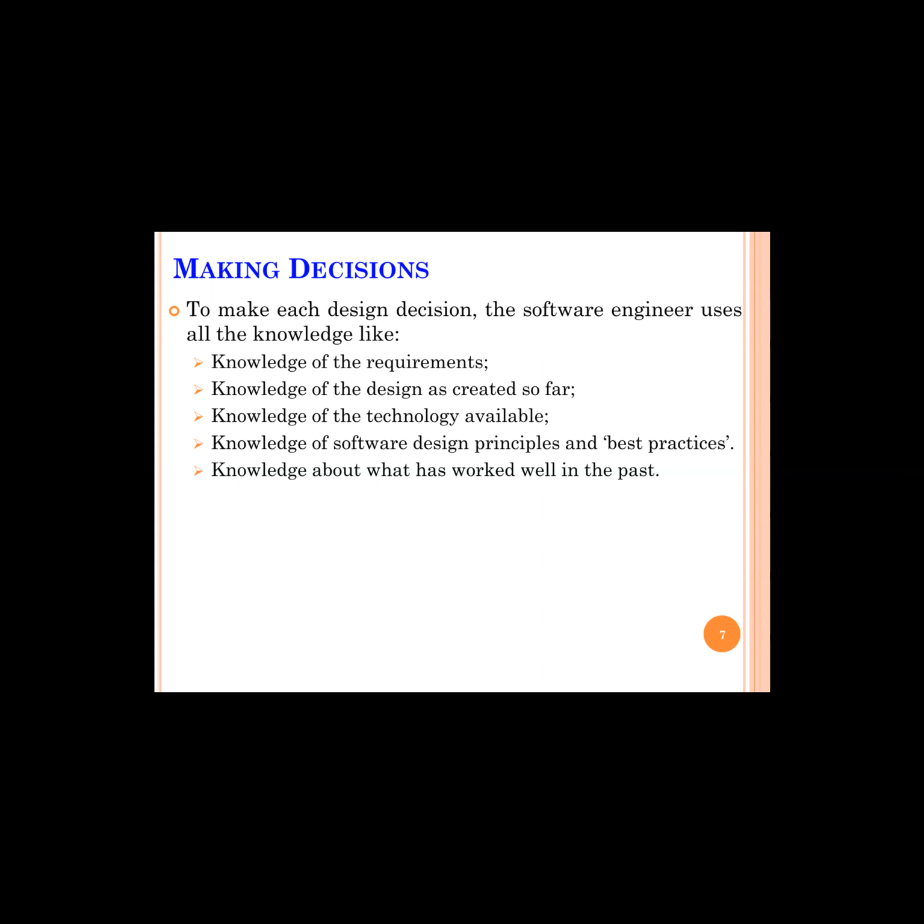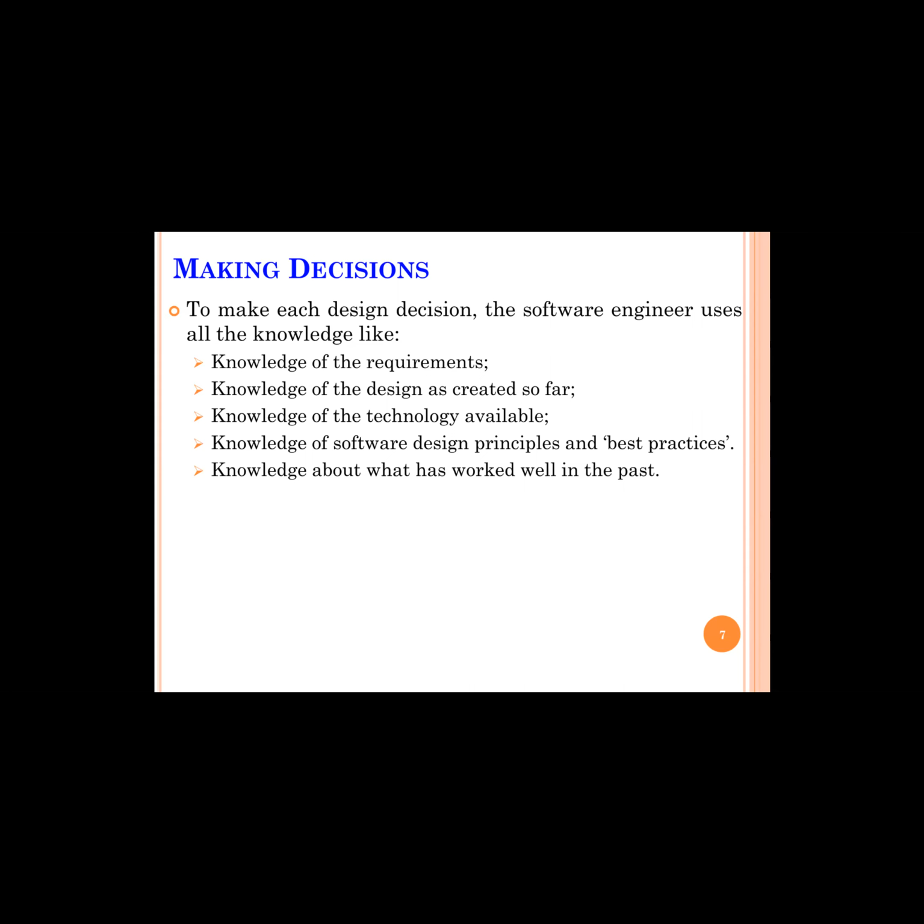And how will it survive? If any advancement comes in future, will our system support the upcoming new advanced technologies? That also we have to take into consideration. Knowledge of software design principles and best practices: you should be well aware of all the methodologies and methods available to implement the proposed work. From all the available methodologies and methods, you have to choose the best one, which can give you the maximum result. Knowledge about what has worked well in the past: through the literature review only you will come to know which algorithm gave the maximum efficiency, and which one worked better than the previous works. That should be known while making any design decision.